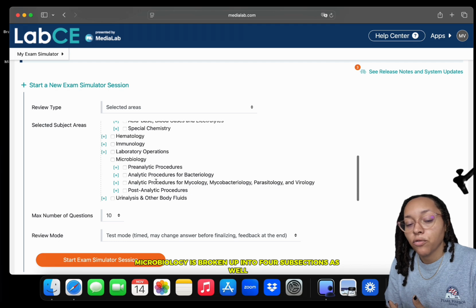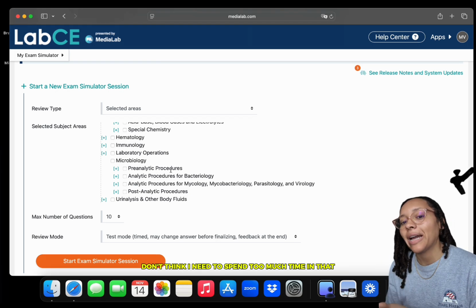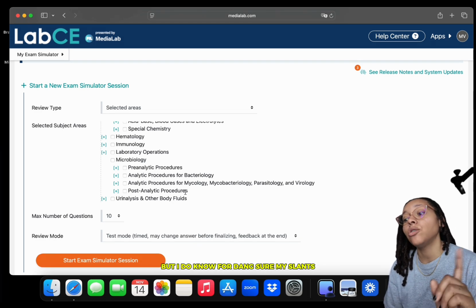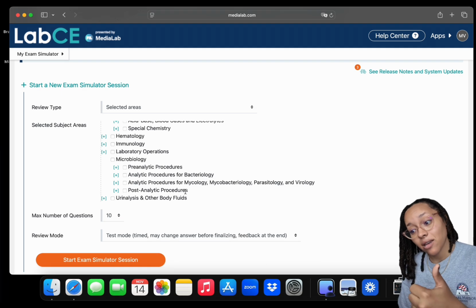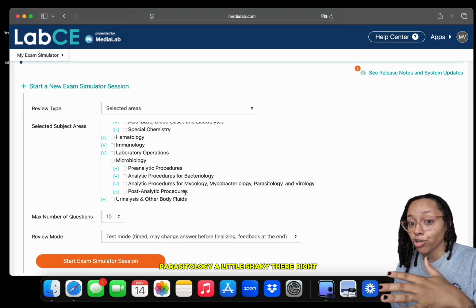Microbiology is broken up into 4 subsections as well. I'm really good with gram stains and stains. I honestly don't think I need to spend too much time in that in general. Same thing with post-analytic procedures, but I do know for dang sure my slants, I'm no bueno at. My mycobacteriology, parasitology, a little shaky there, right?